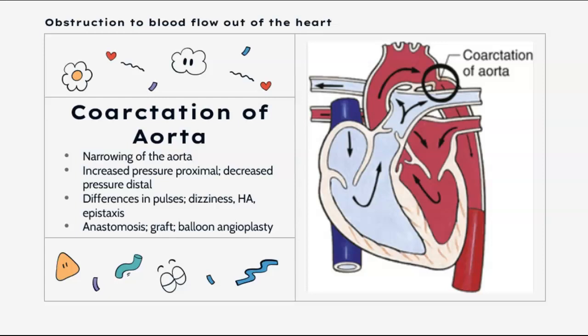Treatment includes enlarging the constricted segment with anastomosis. So essentially, they will take out this constricted part and suture it back together, or they can put a graft in there to help open that segment. A balloon angioplasty is often used for older children.